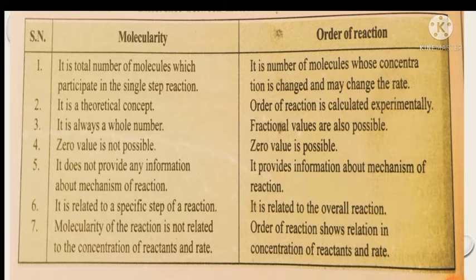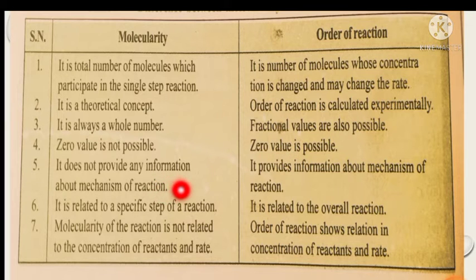The second one is it is a theoretical constant, meaning molecularity can be calculated by looking at the balanced equation, but order of reaction is calculated only experimentally. Molecularity is always a whole number, but order of reaction may be 0, may be in fractions, may be a whole number. In case of molecularity, 0 value is not possible, but 0 value is possible for order of reaction.